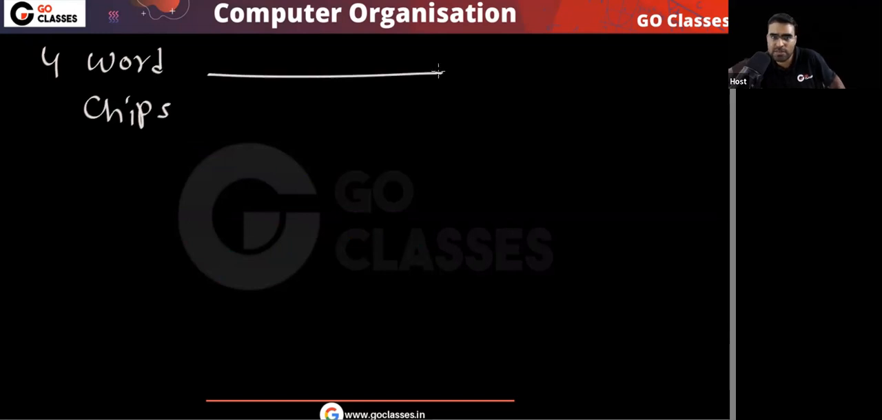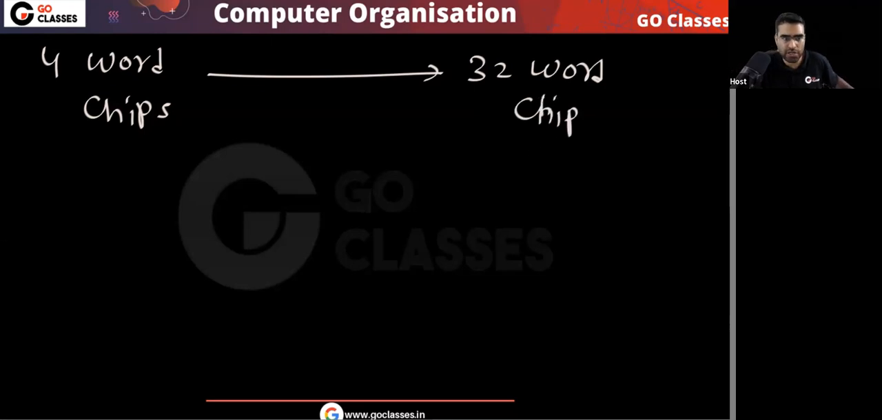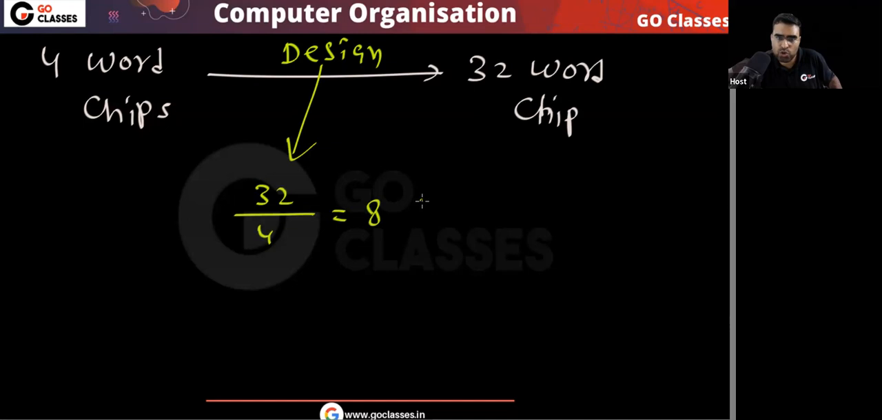Now first of all, you tell me how many chips I need if I want to create 32 words from 4-word chips. I have 4-word chips and I want to create a 32-word memory. Then how many chips do I need? You can see 32 divided by 4 is 8. So total 8 chips needed.